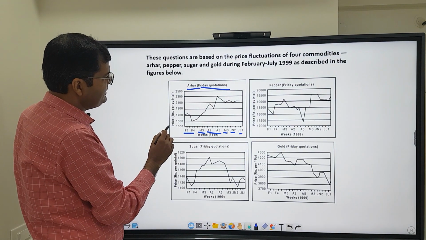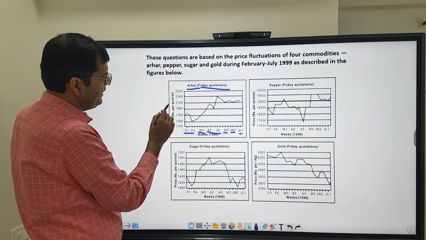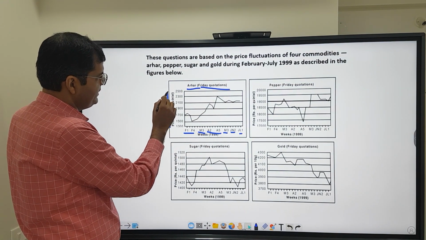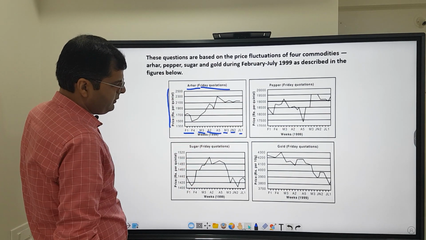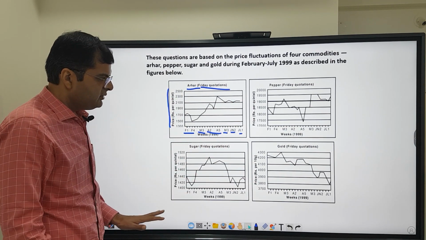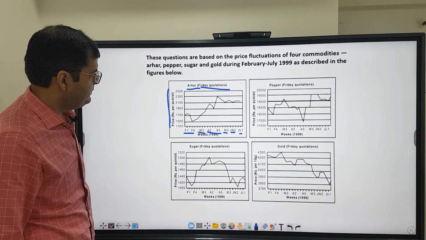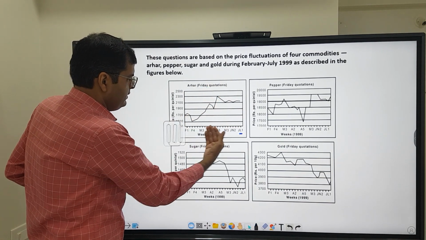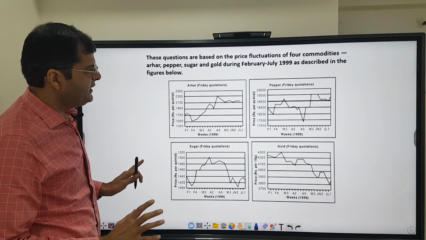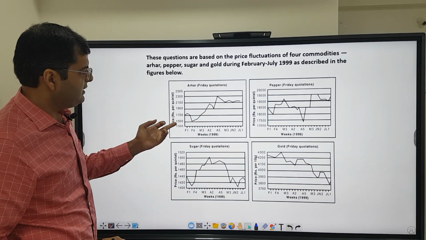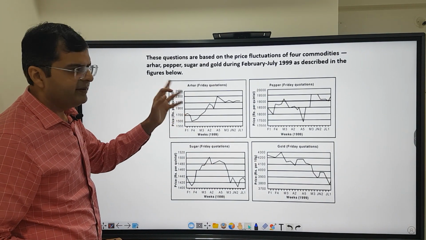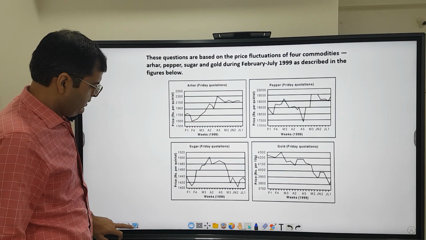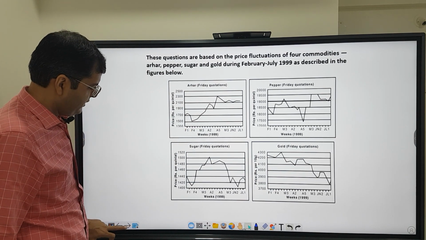Over here, the price is in rupees per quintal, for each of them. So that is how the data is set. Now I have understood how the data is, and you get the price for each Friday for each of them. Now we look at the questions based on this data.